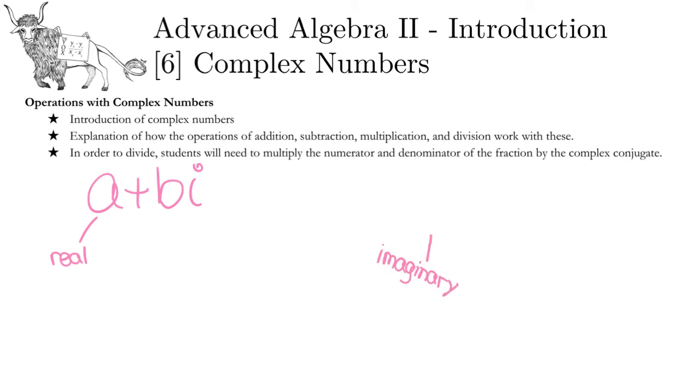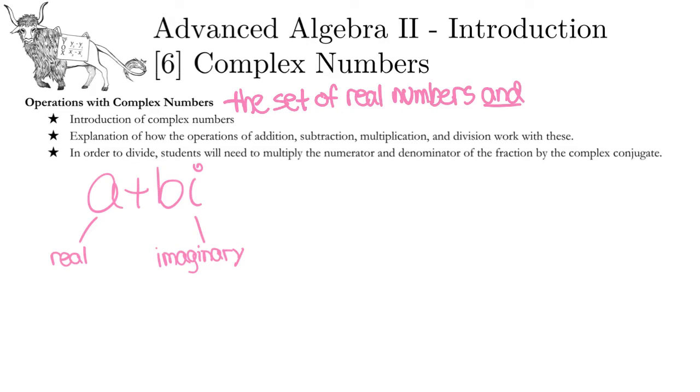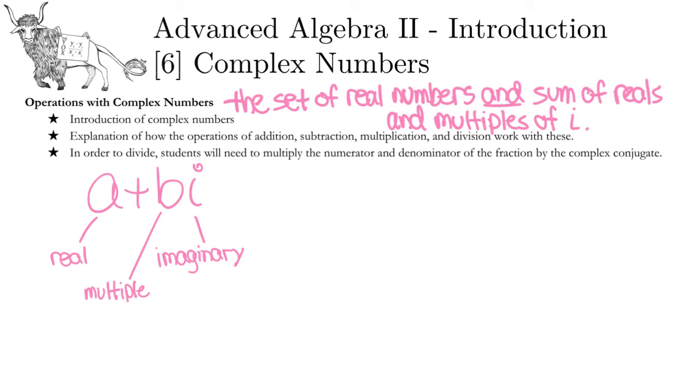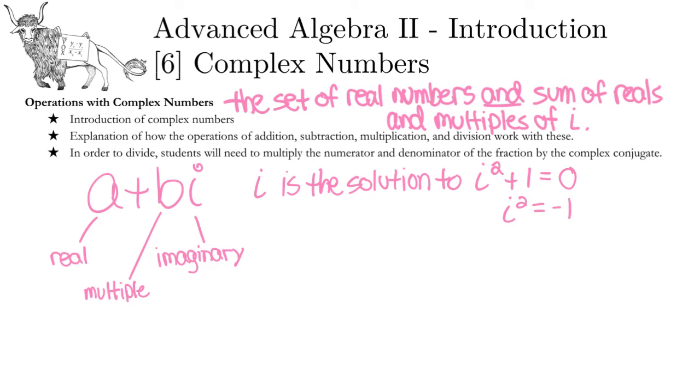i is imaginary. Complex numbers is the set of real numbers and the sum of reals and multiples of i, an imaginary number. i, my dear real student, is the solution to i squared plus 1 equals 0. So therefore, i squared is negative 1, and i is equal to the square root of negative 1.